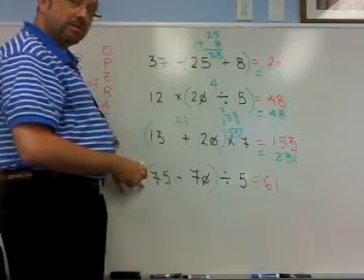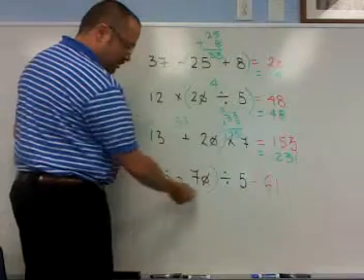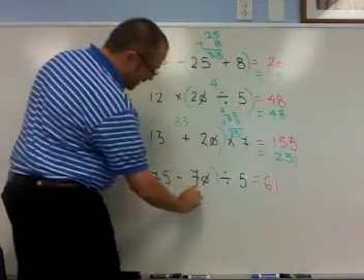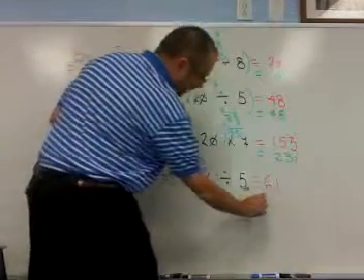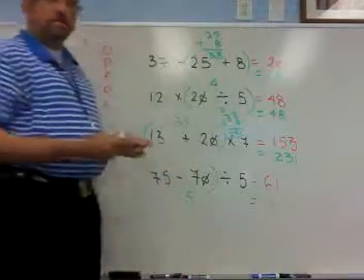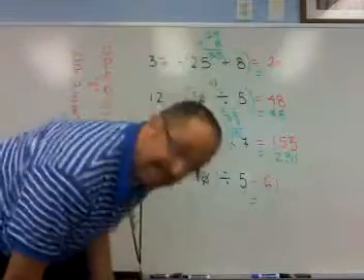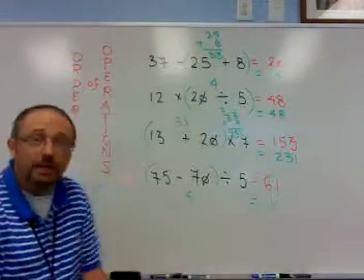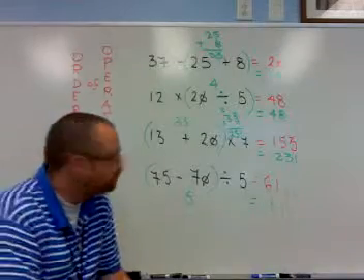Down here, I have to do this first, not the 70 divided by 5. 75 minus 70 is 5. 5 divided by 5 equals 1. Again, a significant difference in the final result of the problem.